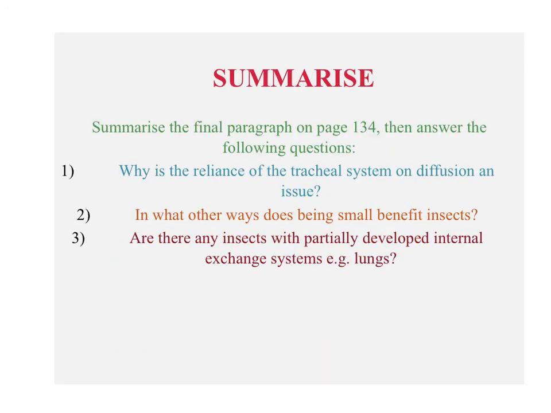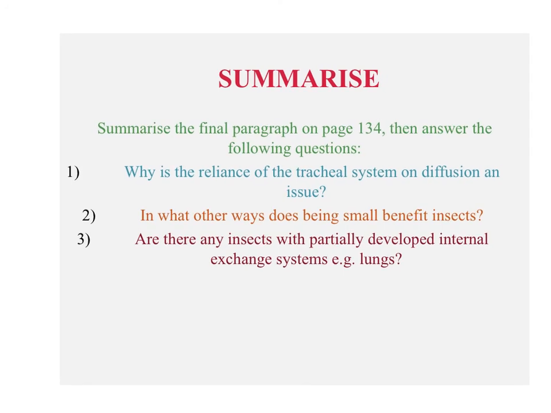Could you please summarise the final paragraph on page 134? That's the blue book again. And then have a go at those 3 questions. They're independent thinking. I want you to use your knowledge and your own research to have a go at these questions. Why is the reliance of the tracheal system on diffusion an issue in insects? In what other way does being small benefit insects? And are there any insects with partially developed internal exchange systems, such as lungs?